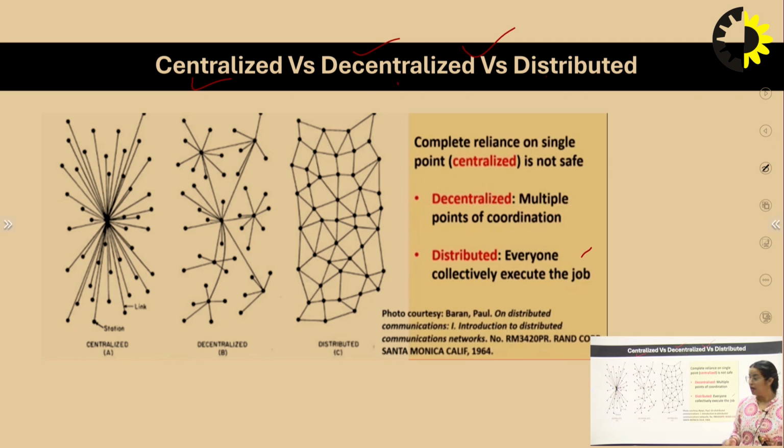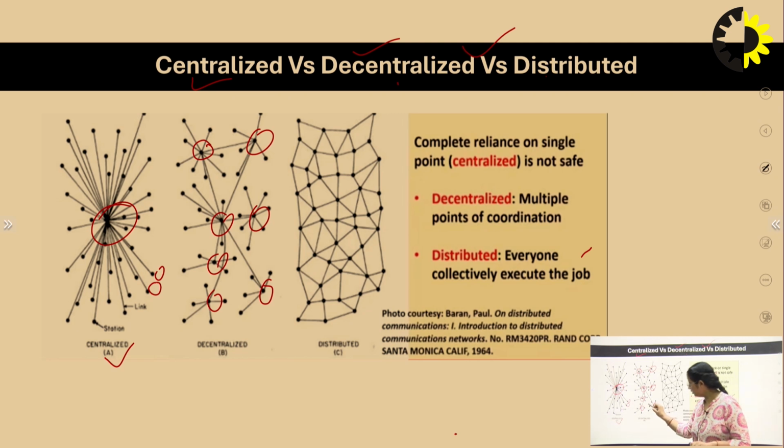What are these three terms? The first picture shows the centralized system. You can see these are the nodes, or the links linking with each other. You can see clearly in this picture that all the nodes are focusing on a single node. That's why we say this is a centralized system, meaning the overall focus is on a single node. The second one is the decentralized system. That means partially distributed, or partially centralized. That means there are multiple central systems here.